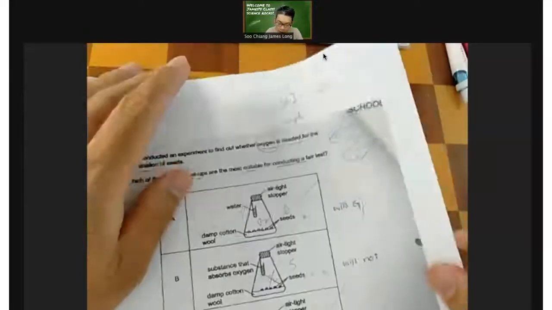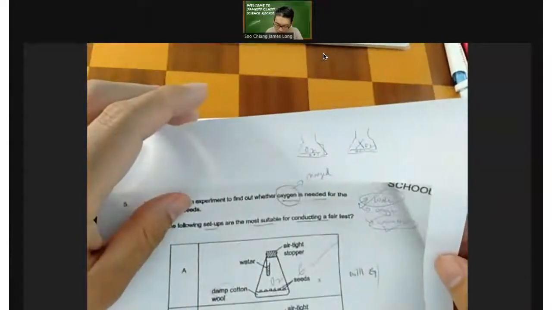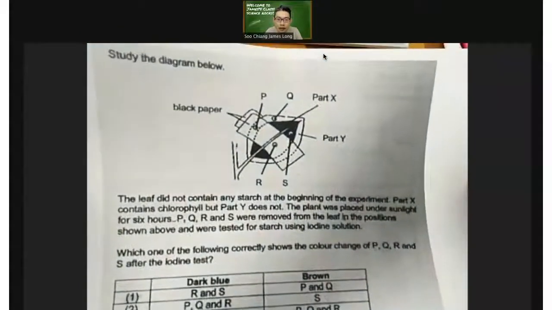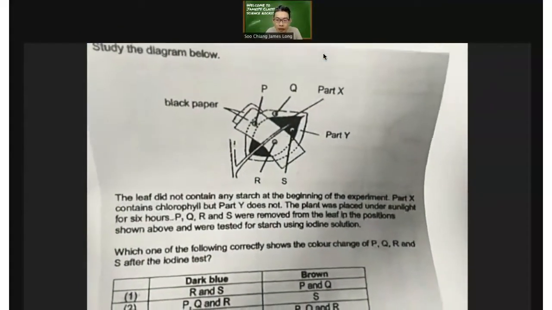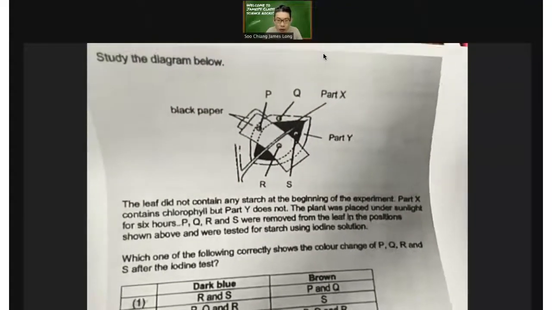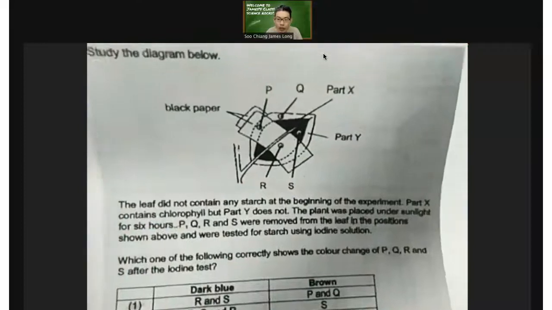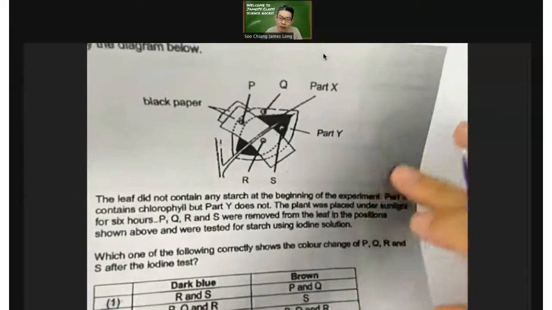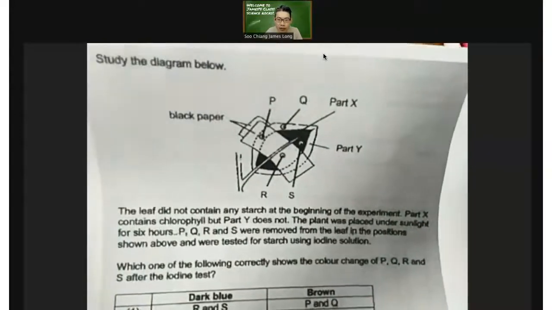Okay. Now, next one. Alright, study the diagram below. As a reminder to students when they send me pictures, this is a good quality one, very clear. Also try to make sure you take the pictures without any shadows, so it doesn't appear dark, so it's easier for us to look at it.